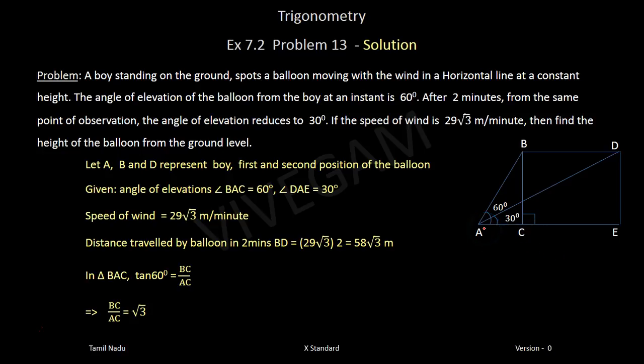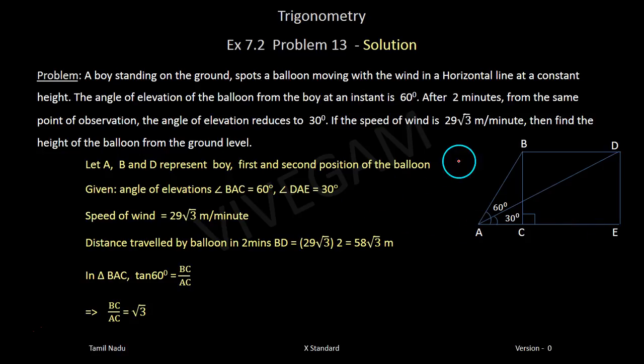So let A, B, D be the first and the second position of the balloon. This is the first position of the balloon, and this is the second position of the balloon. So given, the angle of elevation BAC is 60 degrees and DAE is 30 degrees. What is BAC? From here he is looking at the balloon, so this is the angle of elevation, measured from the horizontal. So this is 60 degrees. Then DAE is looking at the final position, and the angle of elevation in that case is 30 degrees. So that is what it says, DAE is 30 degrees.